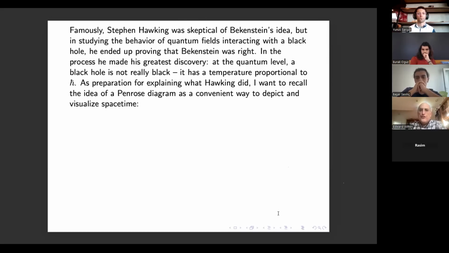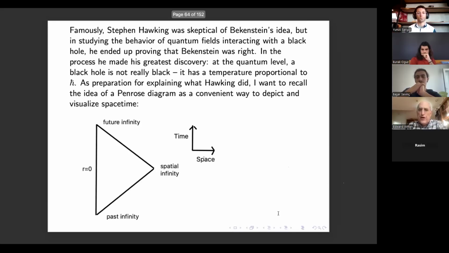As preparation for explaining what Hawking did, I want to recall the idea of the Penrose diagram as a convenient way to depict and visualize spacetime. I suspect that the audience varies a lot. Some of you probably know Penrose diagrams at least as well as I do. Others may not be familiar with them. So I'm going to spend a few minutes to just review what a Penrose diagram is.